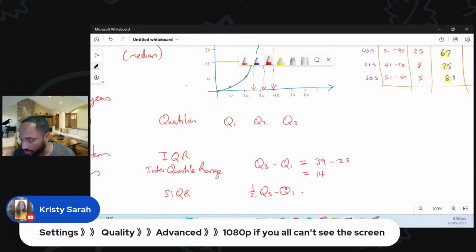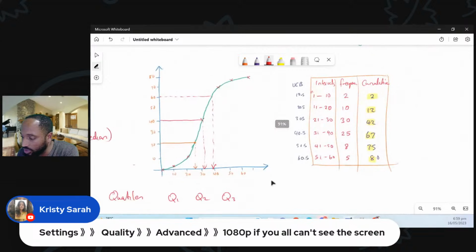14. And then the SIQR, or the semi-interquartile range, is half of Q3 minus Q1. So that's half of 14, which is 7 years. All of these have units. Most of the time the units are years.